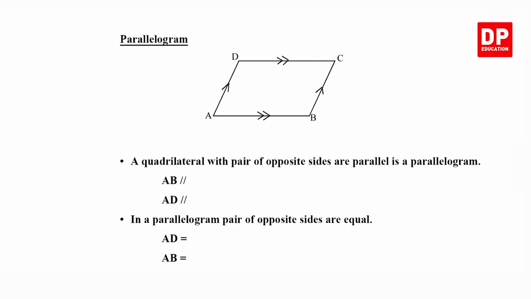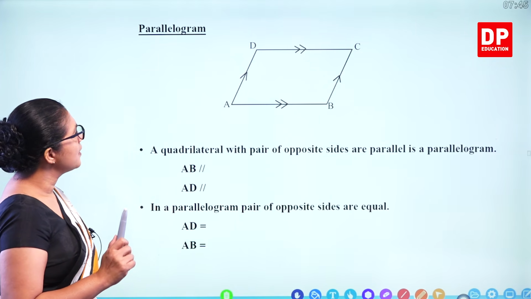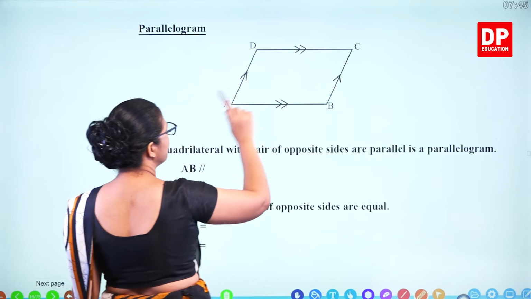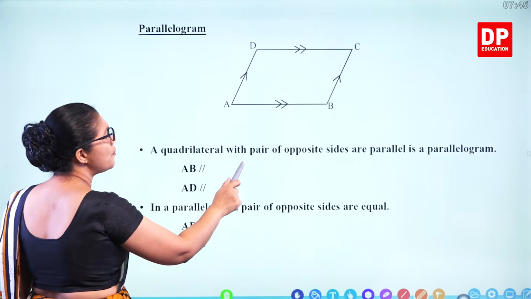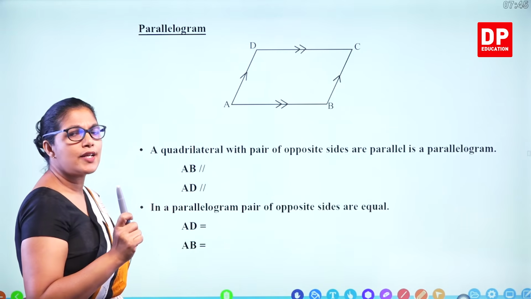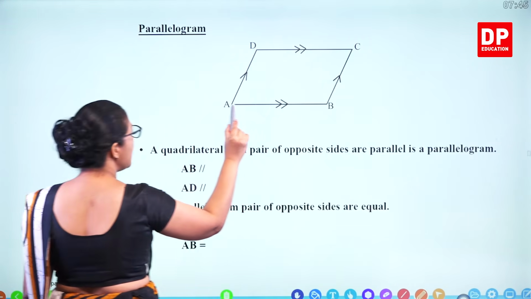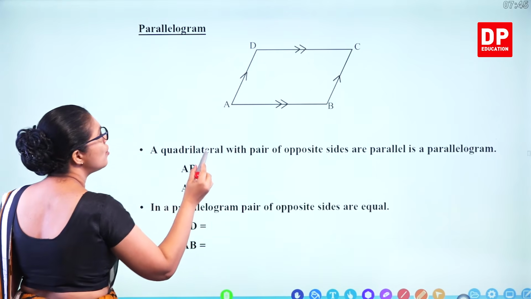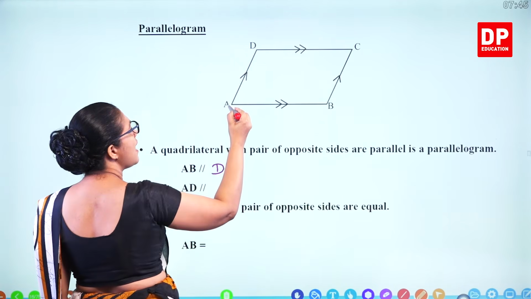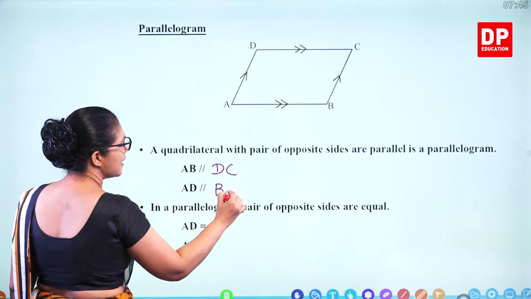Now we'll look at the parallelogram. So what is a parallelogram? It's a quadrilateral. 4 sides are there. So a quadrilateral with pairs of opposite sides parallel is a parallelogram. Opposite sides are parallel. So AB is parallel to DC. And if you take this side, AD is parallel to BC.